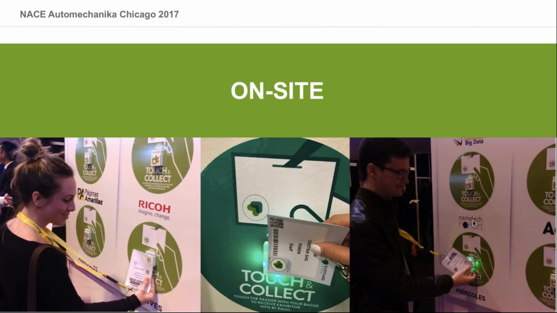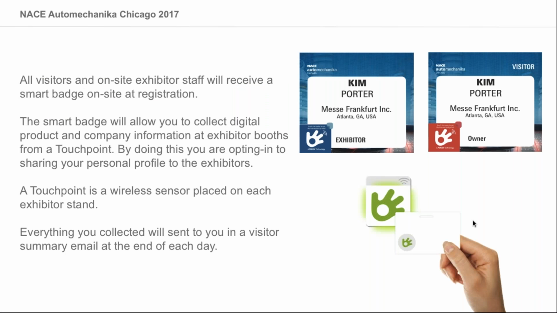And on site, just some information for you when you come to the show. All visitors and on-site exhibitor staff will receive a smart badge upon registration. So hopefully you've all registered already. You would have received your voucher for the event. You bring your voucher to the show at registration. You will be scanned by the voucher, and your smart badge will be printed on site with your name and information on there.